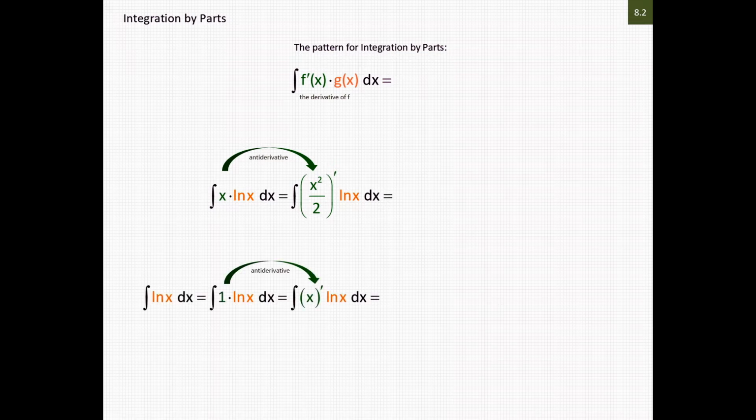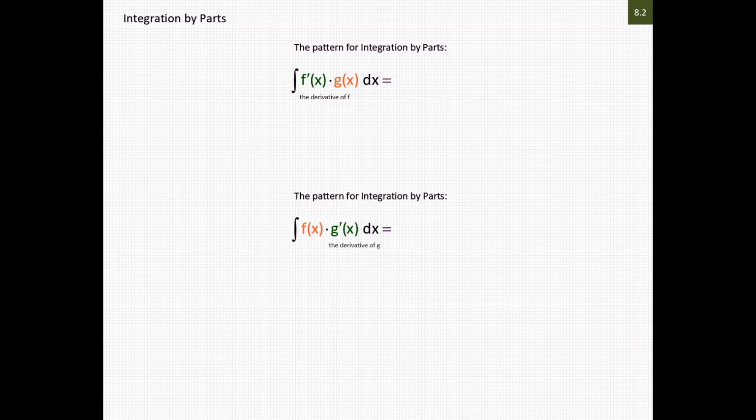If the integrand is only ln of x, I make this into a product, the product of 1 and ln of x. As the antiderivative of 1 is x, I can write the integrand ln of x as the derivative of x times ln x. This is the product of two functions, the derivative of f times g, as it's needed for integration by parts. So, it doesn't matter the order of the two functions as long as one factor is a function and the other factor is the derivative of another function.